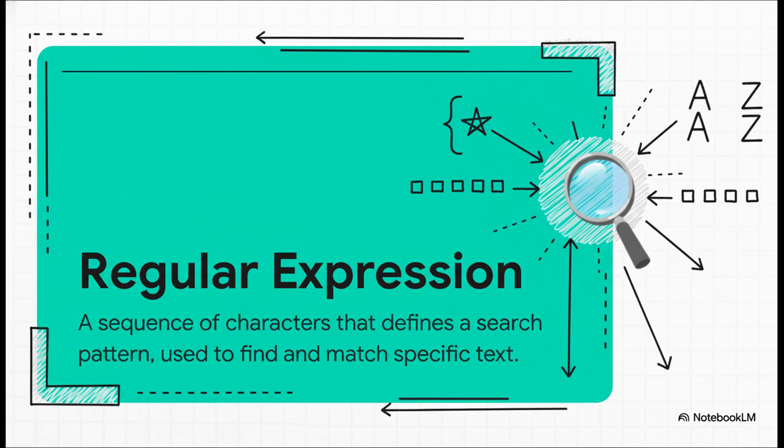It's basically find and replace on steroids. You create a special pattern that describes what you're looking for, not just a word, but maybe any word that starts with A and ends with Z, or any phone number. It lets you find things with incredible surgical precision.